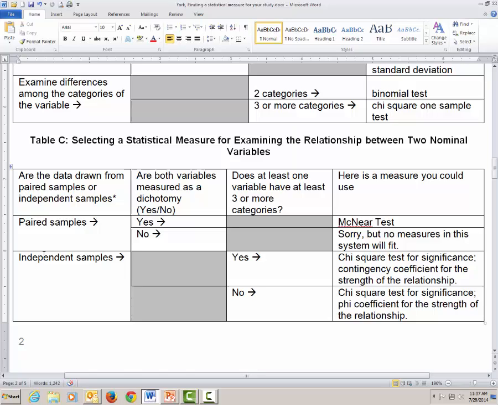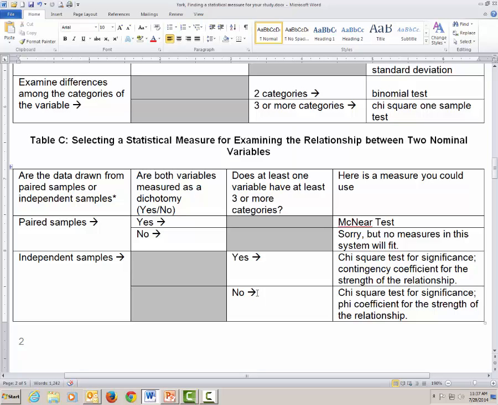If you have data drawn from independent samples, you can see here, the question is: does at least one variable have three or more categories? If the answer is yes, meaning that you do have at least three or more categories, then the chi-square test for significance would be appropriate. The contingency coefficient for the strength of the relationship would be appropriate to help you with practical significance in determining whether the differences in the categories or what is the strength of that relationship between the variables you are examining.